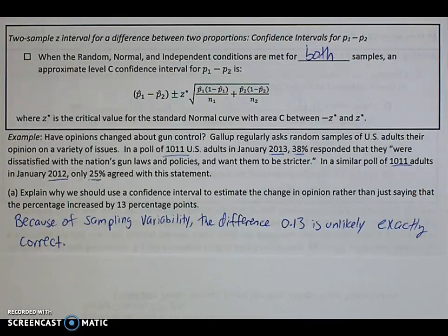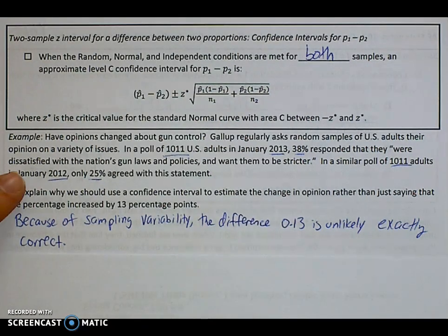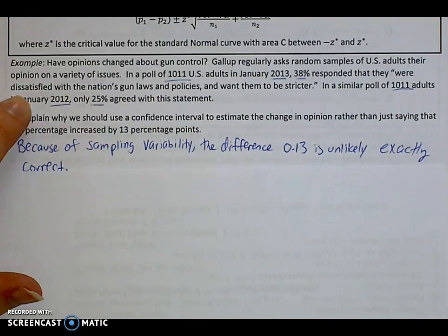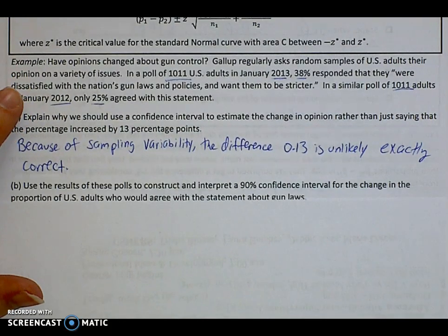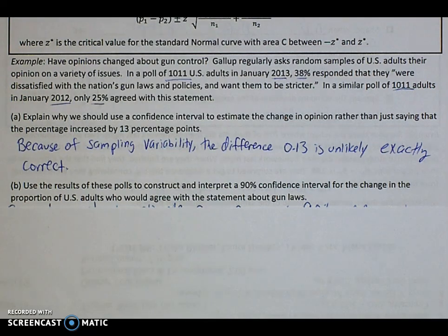Now we want to go ahead and construct and interpret our confidence interval. What are we doing? A 90%. Use the results of these polls to construct and interpret a 90% confidence interval for the change in the proportion of U.S. adults who would agree with the statement about gun laws. So, first step is to state, right? In our state, we're going to define our parameters, say which confidence level we want to do.